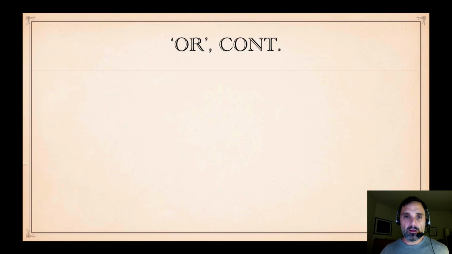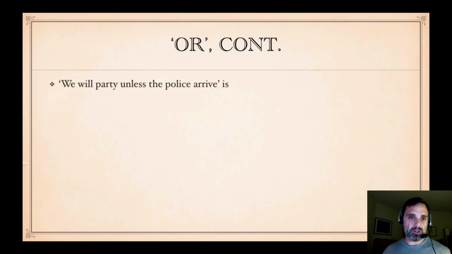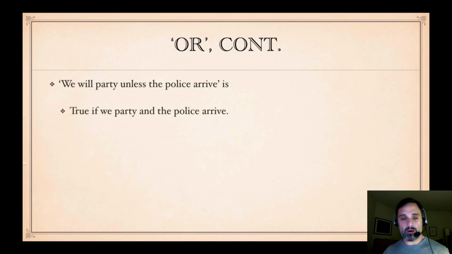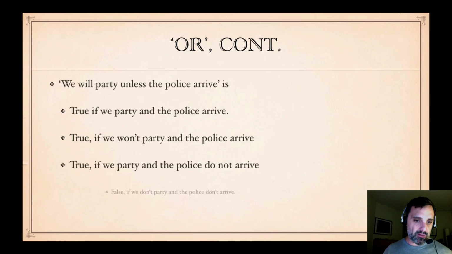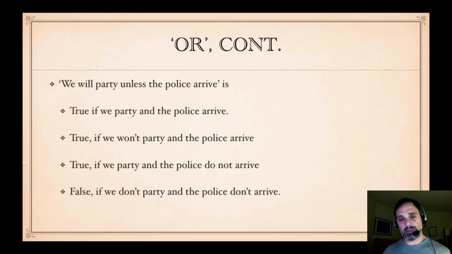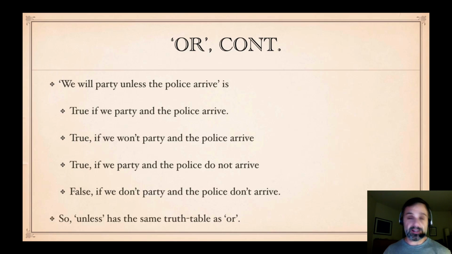So we will party unless the police arrive. It's true if we party and the police arrive. It's true if we won't party and the police arrive. It's true if we party and the police don't arrive. And it's false if we don't party and the police don't arrive. And so unless has the same truth table as or, and so we can symbolize unless as or in our system.